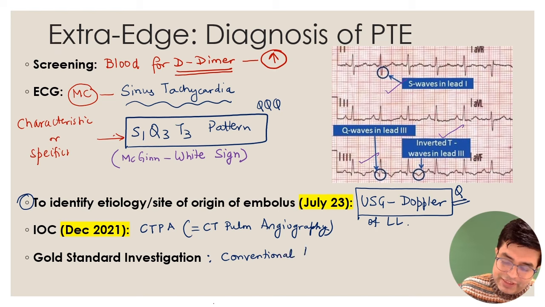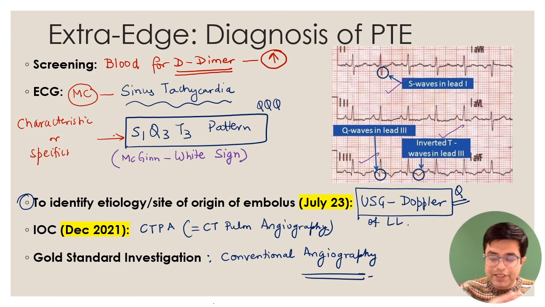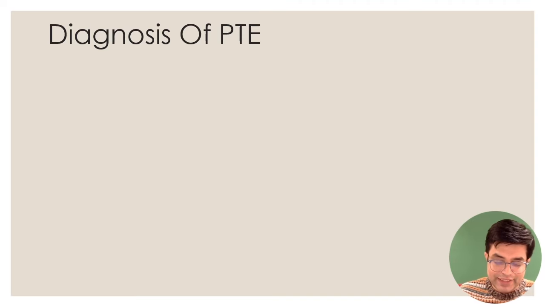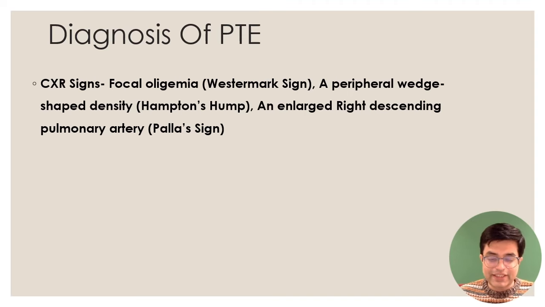So in this one particular slide, I have covered a lot of case scenarios and one-liners from various exams over the years, right? So ये extra edge point है. But this is not the only extra edge. Chest X-ray findings in pulmonary embolism are also asked in the exam. So obviously, what are the chest X-ray findings? On chest X-ray, you will find three signs.